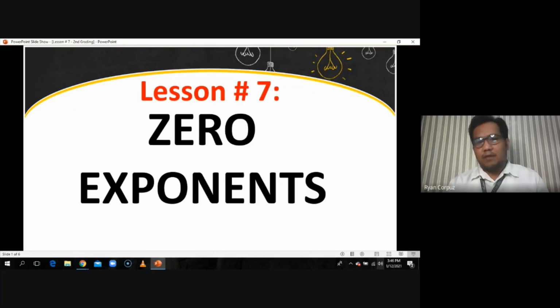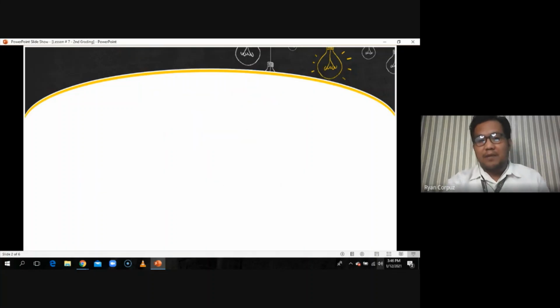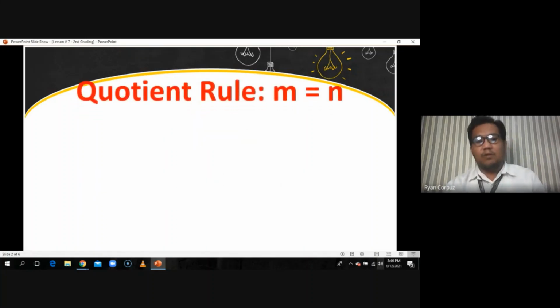To start with, the reason why we come up with a zero exponent is because of the quotient rule. So let's recall the quotient rule. Di ba sa quotient rule, ang una lang na minention natin doon na condition is when your m is greater than n. So zero exponent yung lalabas if we are going to apply the quotient rule whose m is equal to n. So what if m is equal to n? Meaning to say, their exponents are the same.